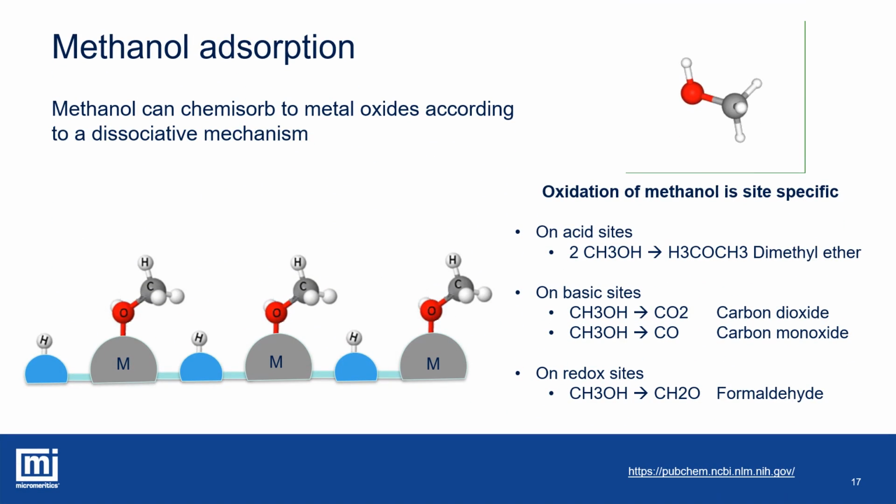Methanol vapor is often used to characterize acid and base sites at the same time. The analytical procedure is more complex and involves two sequential experiments, as we will see in the next slides. Methanol chemisorbed on acid sites undergoes a surface reaction, producing dimethyl ether, while on basic sites it dissociates into carbon monoxide and dioxide. And finally, if redox sites are present, it will act as a reducing agent generating formaldehyde.